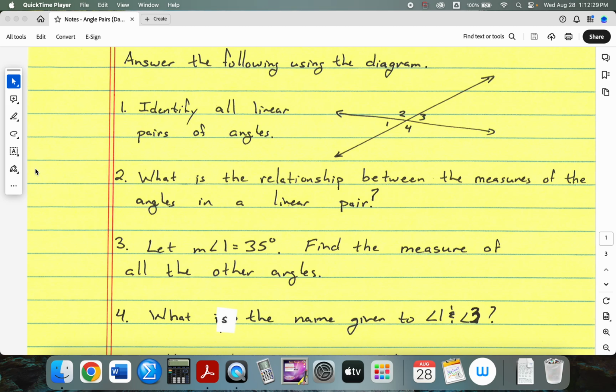Why is this not working? One example is angle 1 and angle 2. See if you can find the other three pairs of those.